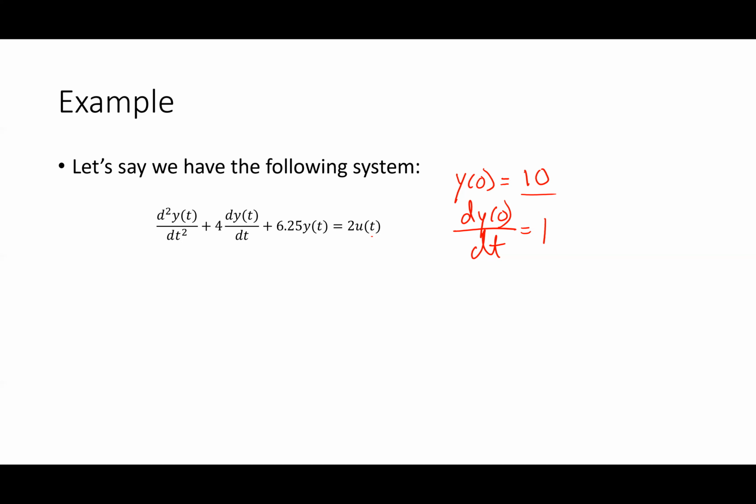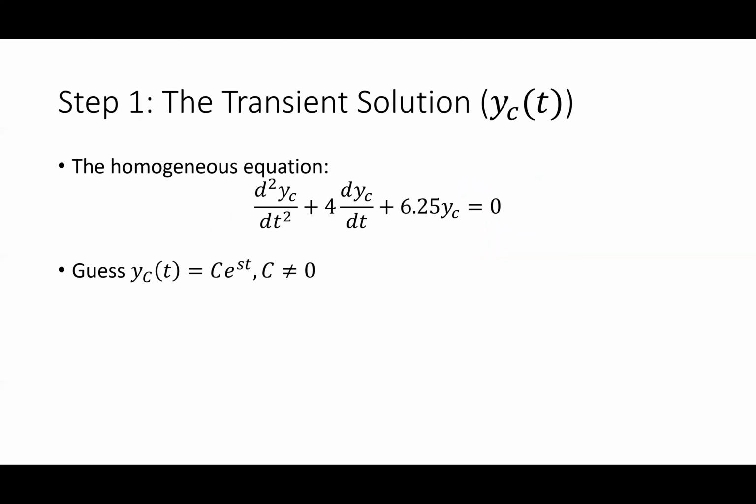So I get that u of t out of the picture and I go to what I call my homogeneous equation. All right, and then I guess C e to the st as I do that. When I guess the C e to the st, I get to my characteristic equation, right? What's my characteristic equation look like for this guy? If I put in C e to the st, what do I get? S squared plus 4s plus 6.25. Yep. Equals 0.